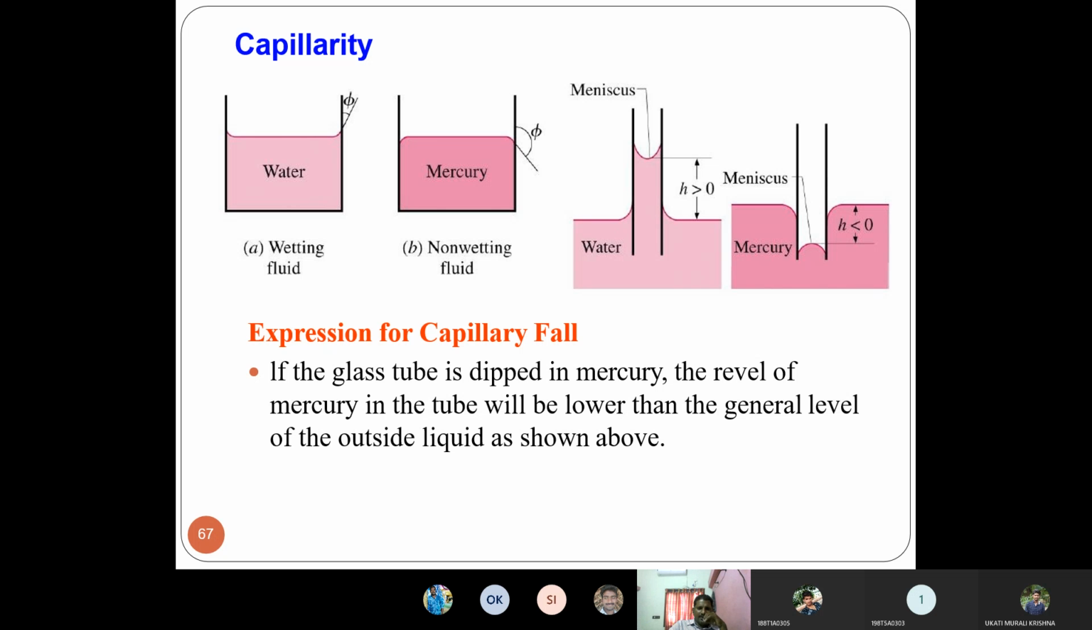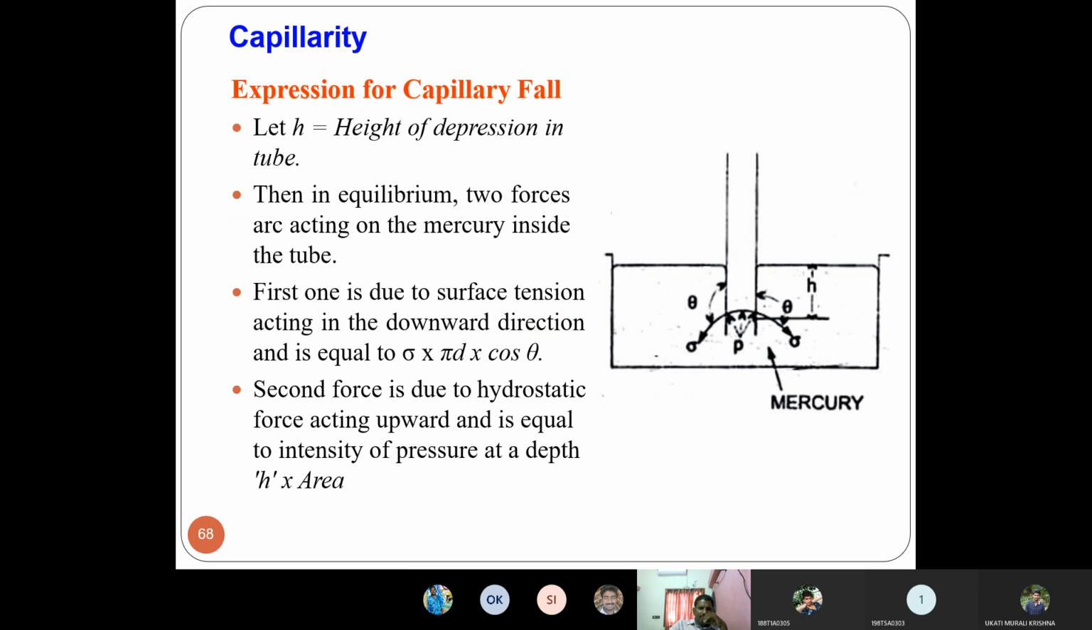Okay, expression for capillary fall. If the glass tube is dipped in mercury, the level of mercury in the tube will be lower than the general level of the outside liquid, as shown above. Okay, expression for capillary fall. Let h be the height of depression. See, from the surface to the decreased level is represented by the term h, and theta is the angle between the falling level and the glass tube surface. Okay, then in equilibrium, let h be the height of depression in the tube.